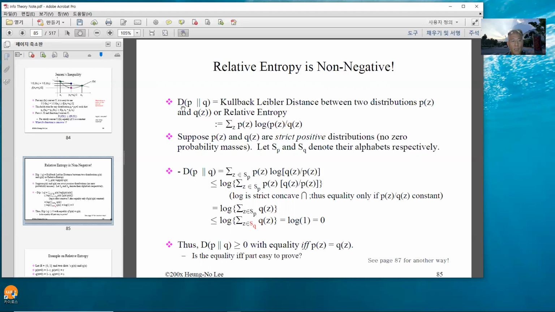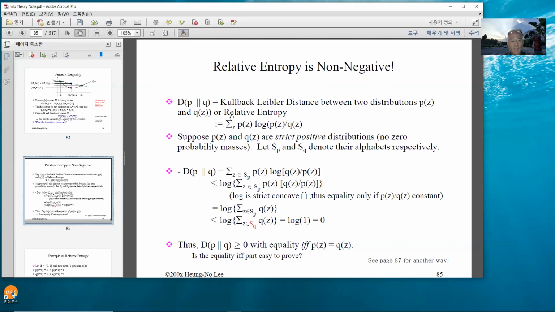So basically, D(P||Q) is different from D(Q||P). So if we switch the order, the number changes, the result changes. And this is defined to be this formula right here. So Z is the dummy variable for the outcome of a random variable. So basically P(Z) log P(Z) over Q(Z).